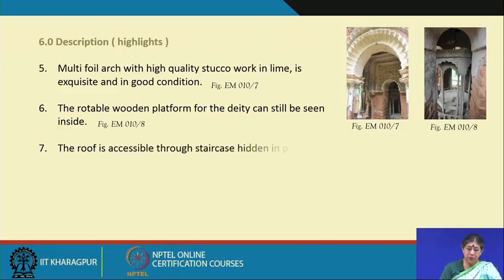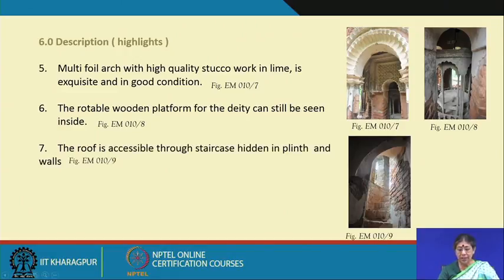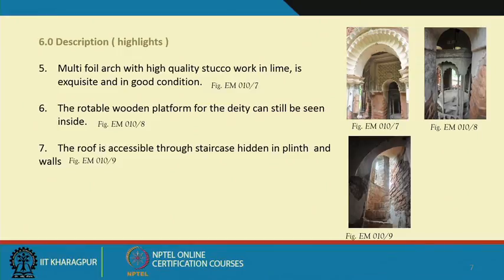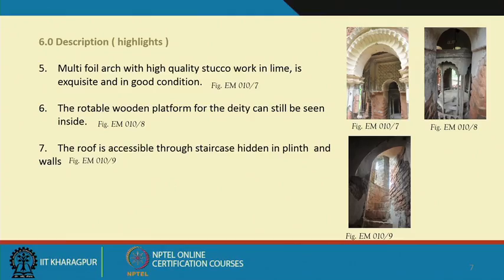The roof is accessible through a staircase hidden in the plinth and walls. This is a very interesting feature. You generally do not see the staircase, but when you go inside, within the wall thickness, and many structures of that time had this wall thickness, there is a staircase which goes under the plinth, and then one can climb up to the roof. It is very good because it makes the roof accessible, so repair and maintenance become very easy. It is possible, and it is still there. As you can see, it is not in a very good condition because it has not been attended to in recent times, due to neglect or financial constraint, but the staircase is also a very important feature.